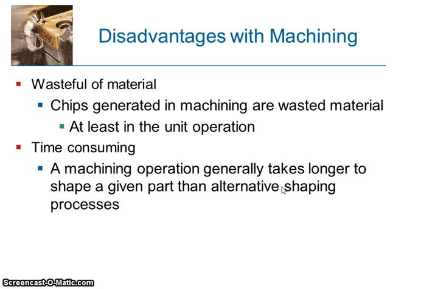Now we will see what are the disadvantages of machining. In disadvantages of machining, material is wasted. That is, chips are generated in machining, and it is time consuming. Machining processes are very time consuming, unlike other material forming processes where the process takes place in less time.